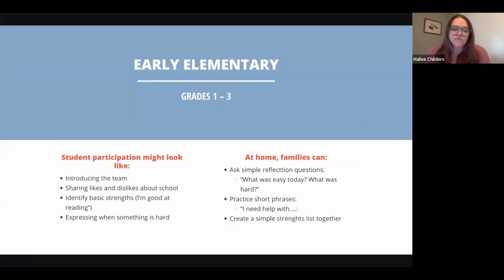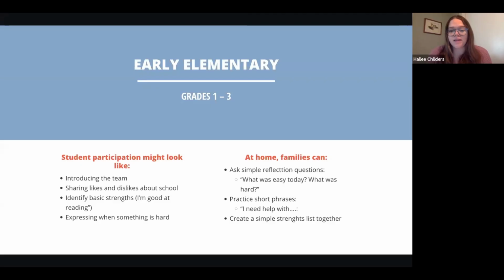And it can also look like sharing likes and dislikes more specifically about school. What subjects do you like or not like? And then identifying basic strengths. Oh, I'm good at reading or I'm good at math. And then expressing when something is hard. I face a challenge when I'm learning multiplication or things like that.